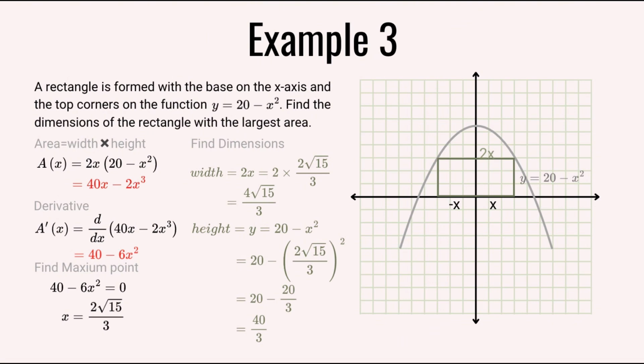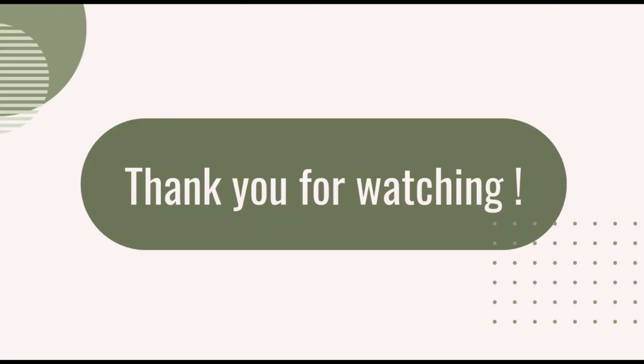Next we need to find the dimensions. We plug the x value into the width and height. So we get that the width is equal to 4 root 15 divided by 3 and the height is equal to 40 divided by 3. So when these two values appear, we get the largest area. Thank you for watching, and I hope you can use derivative techniques to solve optimization questions.